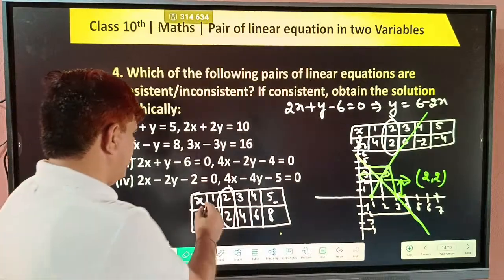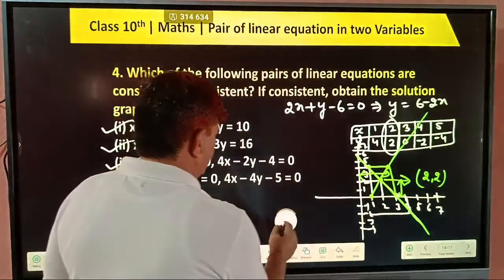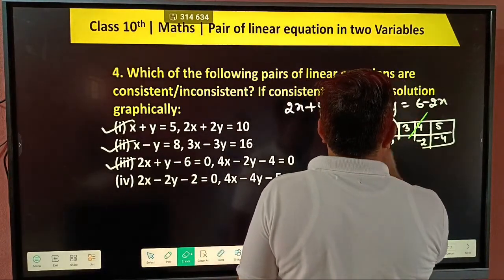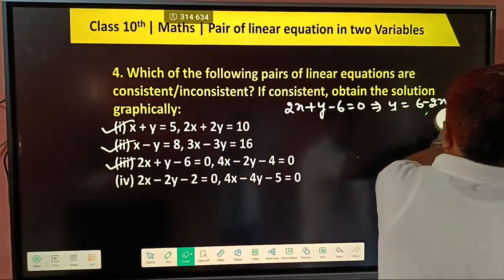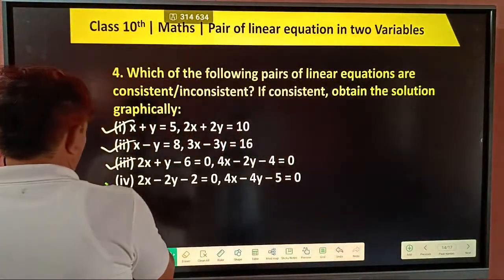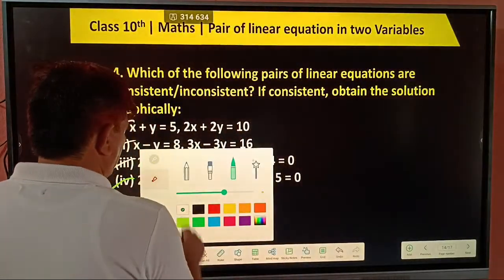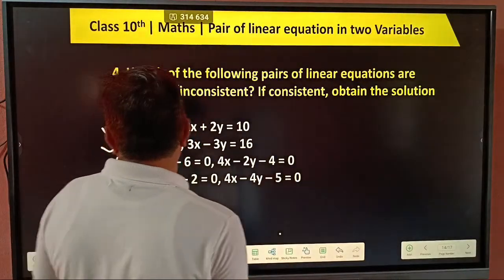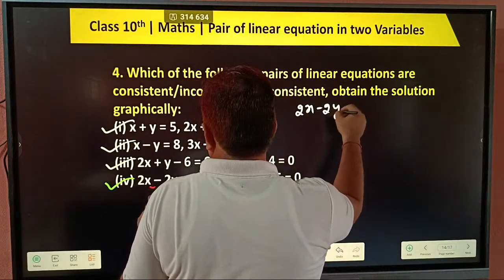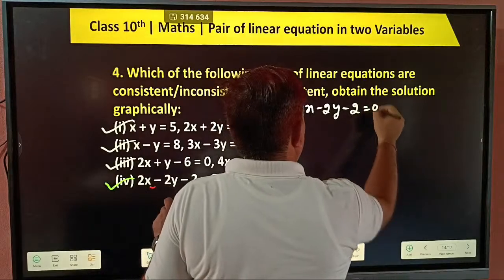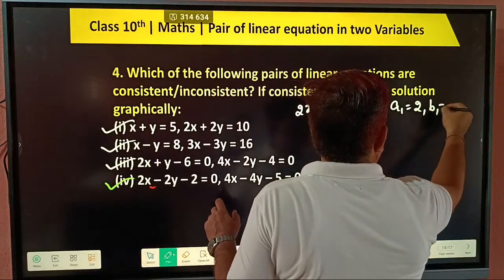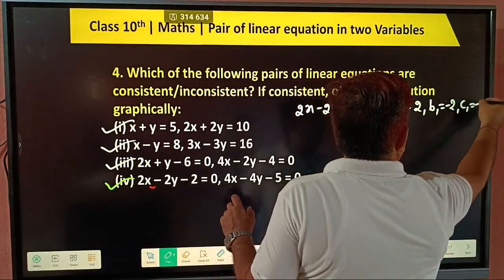So, next part. Which is your next part? This part, fourth part. Yes or no? What's given? 2x minus 2y minus 2 equal to 0. So you know what's your a1? 2. b1 is minus 2. c1 is minus 2.